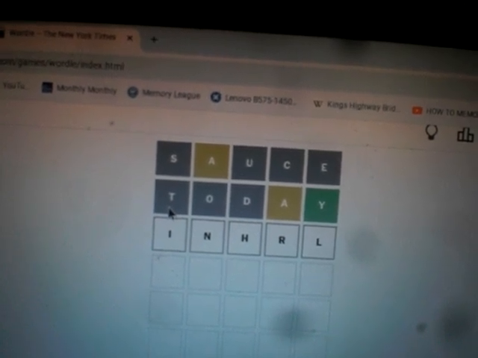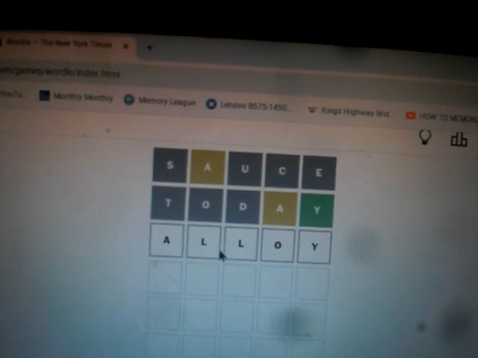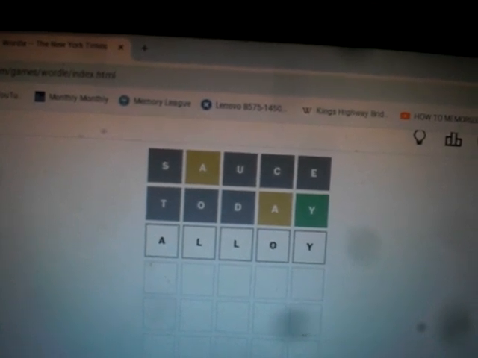Q, R, S, T, U, V, W, X, Y, Z. So I'm just not putting much together here. Let's go with alloy. We're just going to have to waste one here. We're not going to get it in 3. Maybe we'll know where the A is now. But with that O out, we can't get it. But I'm just not putting it all together.